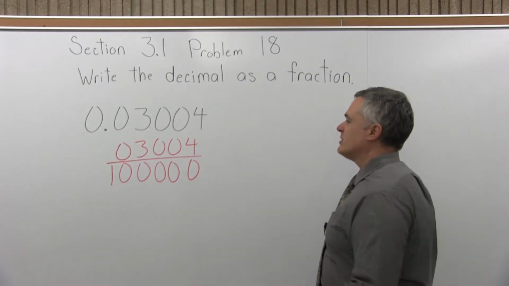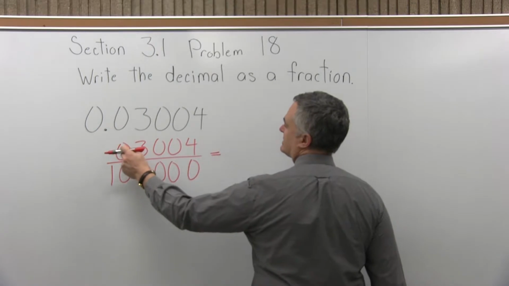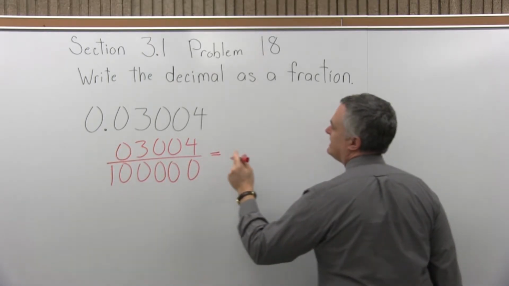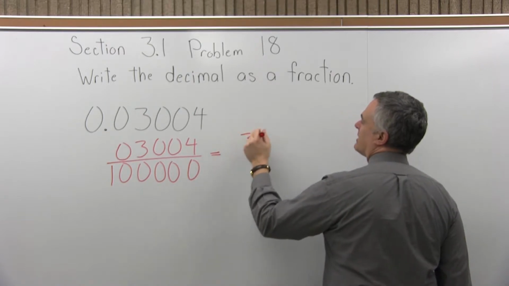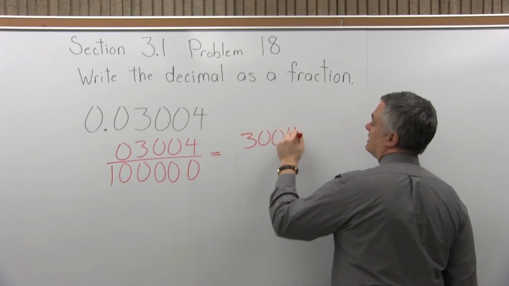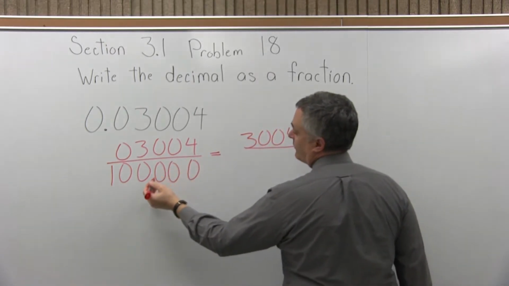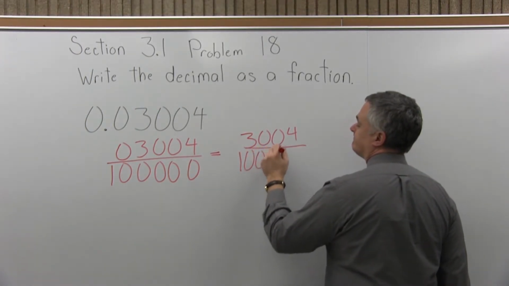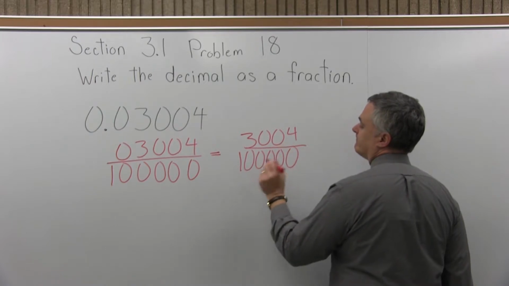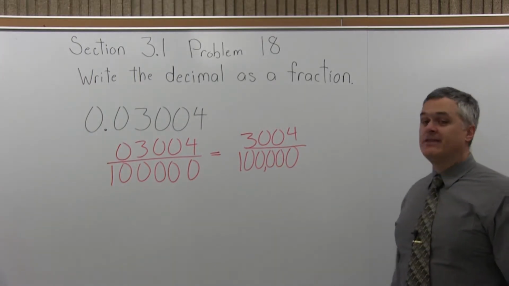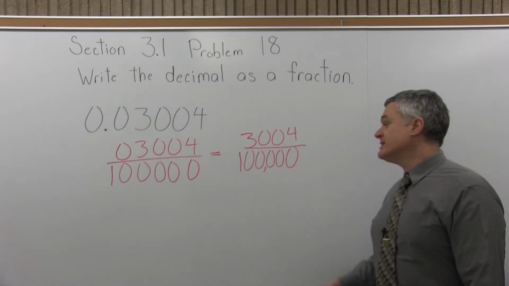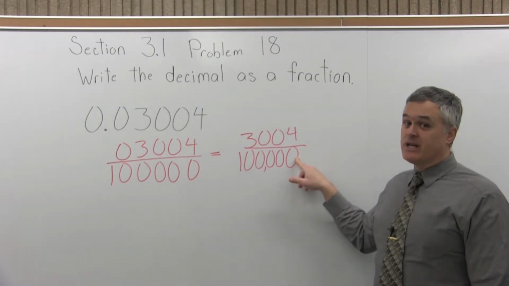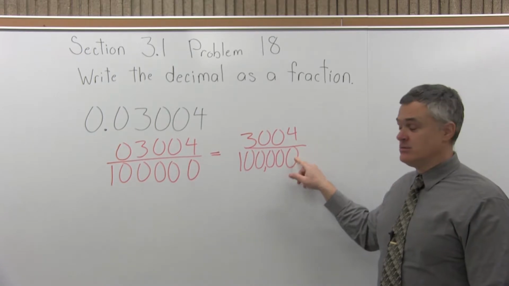Step 4, reduce the fraction if it's reducible. Well, the first thing I'm going to do in terms of reducing the fraction is this 0 that starts off the numerator. I don't need to write that. So I can make it really 3004 over, let's see, that's 100,000. Now, can that be reduced? Well, I can see that 3004 is even, 100,000 is even, so I can at least divide them by 2.